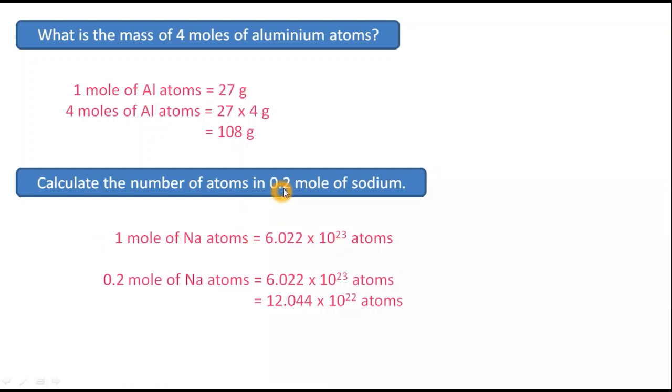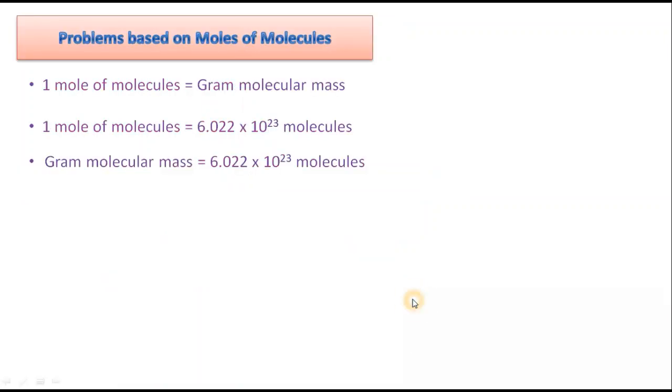Now we need to find the number of atoms in 0.2 mole. Now 1 mole is equivalent to this number of atoms, so 0.2 mole is equivalent to this multiplied by 0.2. Sorry, I forgot to write multiply by 0.2 here. So you will get 12.044 into 10 raised to 22 atoms. It's multiplication here, multiplied by 0.2. So you will get this number of atoms.